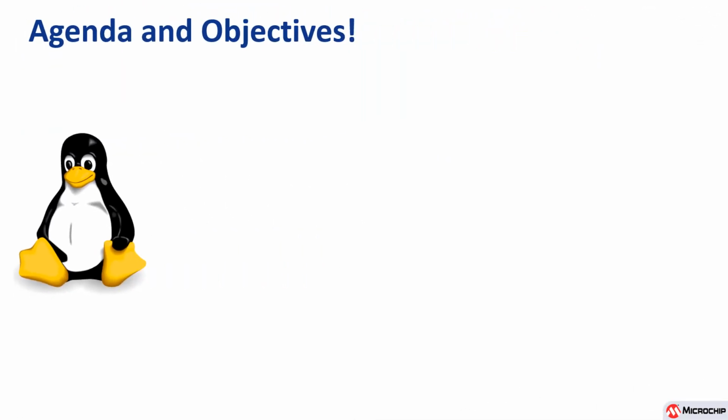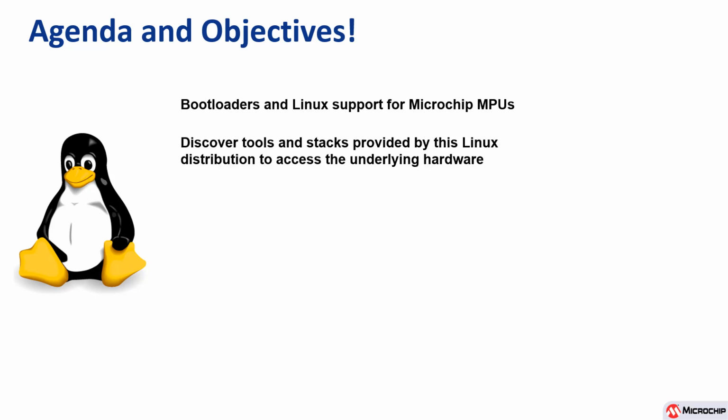So what are we going to be covering today? Let's talk about our agenda and our objectives. First, we'll go over the bootloading process and how Microchip MPUs boot and load the Linux kernel. Next, we're going to use some of the tools Microchip provides to access the underlying hardware and poke around under the hood. We'll have a device tree discussion.